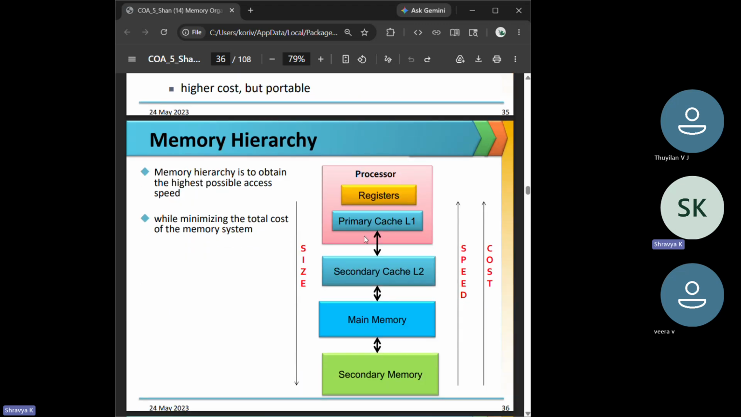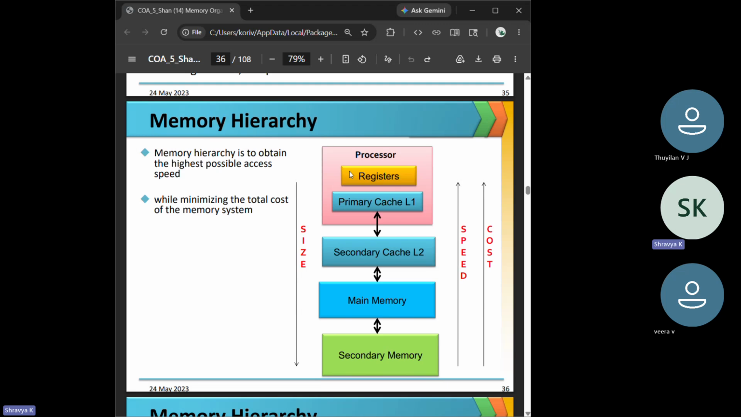So moving on to the memory hierarchy, it is used for obtaining the highest possible access speed, right? We know that we need to balance between cost and speed, right? Because fast memory is expensive, we want that to be smaller, and we want the cheaper memory to be larger. Even though it's slower, we want it to be larger, right? So to balance all of them, we have this layered structure, and it goes in increasing order of size, as you can see.